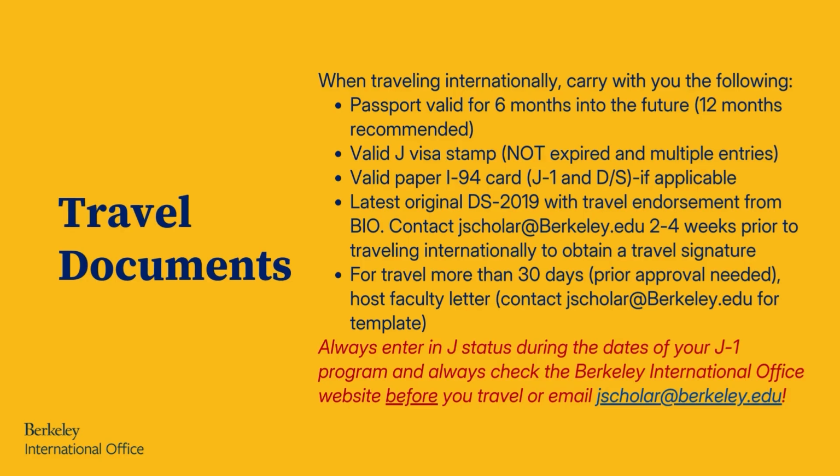If you will be traveling outside the US for more than 30 days and have already consulted with our office, you should obtain a support letter from your UC Berkeley faculty sponsor, for which we can provide a template. Email us at jscholar@berkeley.edu and we can provide you with additional guidance about travel over 30 days. And remember, always enter in J status during the dates of your J1 program. And always check the Berkeley International Office website for resources or email jscholar@berkeley.edu before you travel for the most up-to-date travel information and considerations.